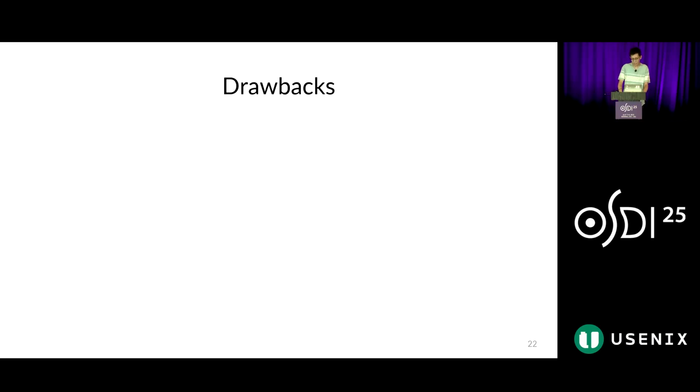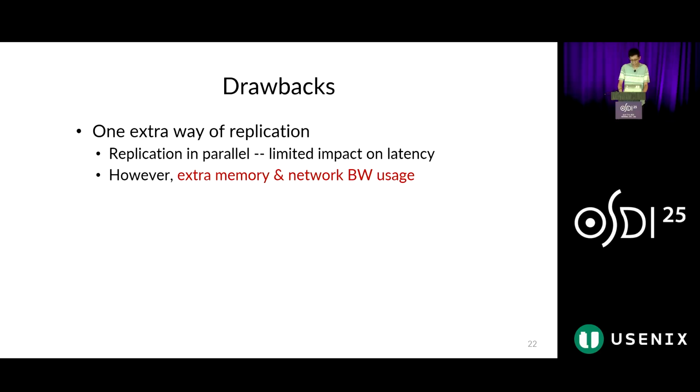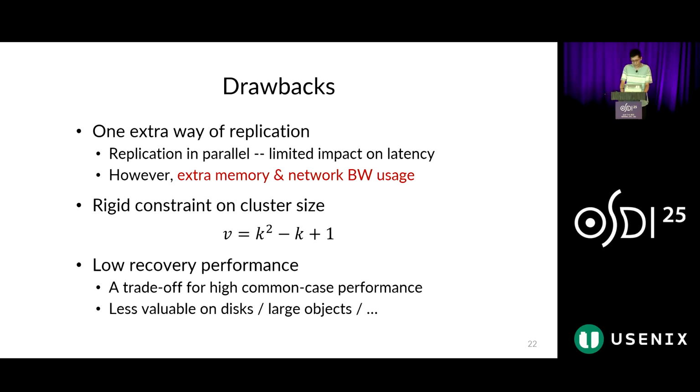Meanwhile, the drawbacks of our policy are also significant. First, note that there is an extra way of replication in the I/O path. Since we need p plus 1 replicas aside from the primary, this causes extra memory and network bandwidth usage. Second, as required by the SBIBD theory itself, there are rigid constraints on the cluster setup, for example, its size. Finally, recovery may become recursive and can be less performant in scenarios other than in-memory storage for small objects.